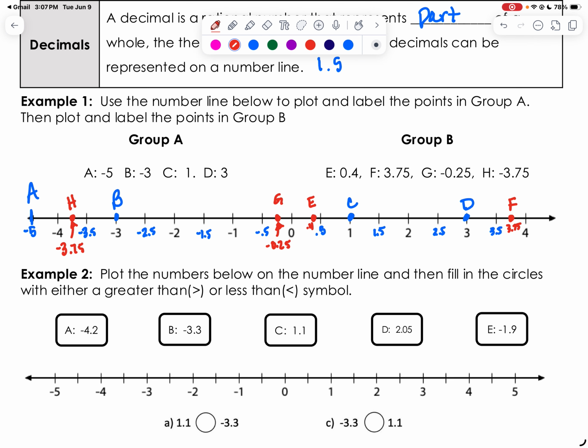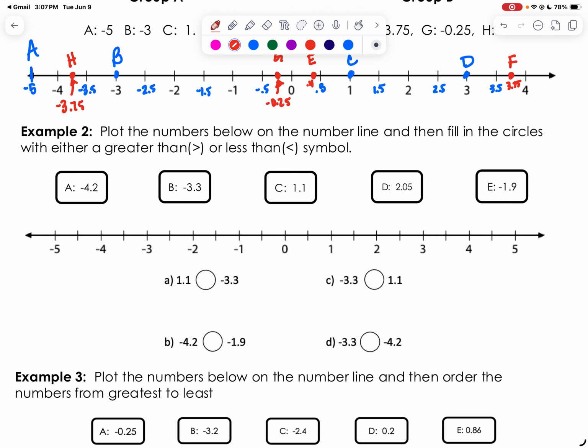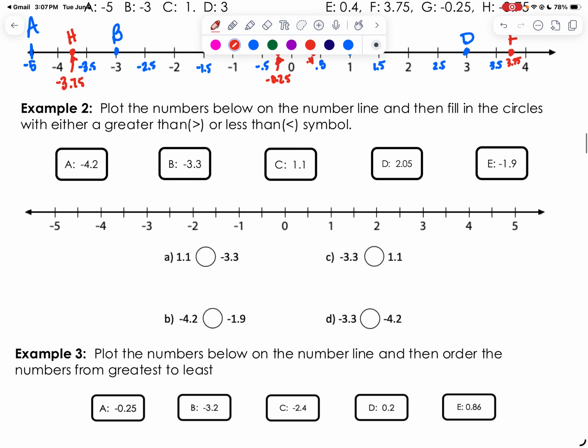All right. In example 2, it says, plot the numbers below on the number line and then fill in the circles with either greater than or less than symbol. So point A is at -4.2. So I would want to go to the -4 and then a little bit to the left of that. There's point A, and I'm going to label it -4.2. I'll draw an arrow there.